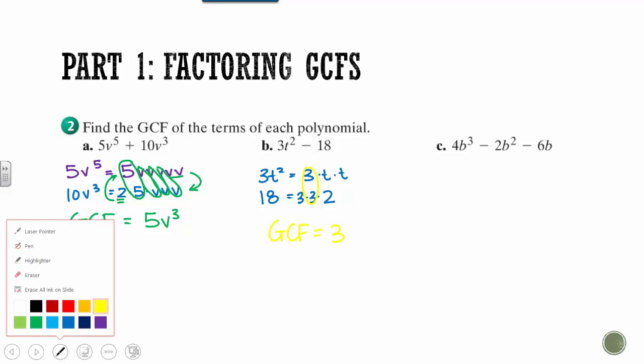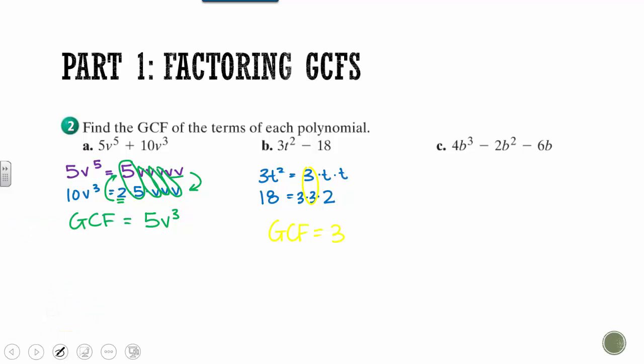Now hopefully once you do a couple of these, you're getting a little better at them. So if we just look at the numbers here, 4, 2, and 6, the biggest number that goes into all of them is 2. This guy has 3 b's, this guy has 2 b's, and this guy only has 1. So the most that they have in common is just one of them, and that's your GCF. Now if you need to write all this out, go ahead and do so, but for the rest of these, I am not going to.